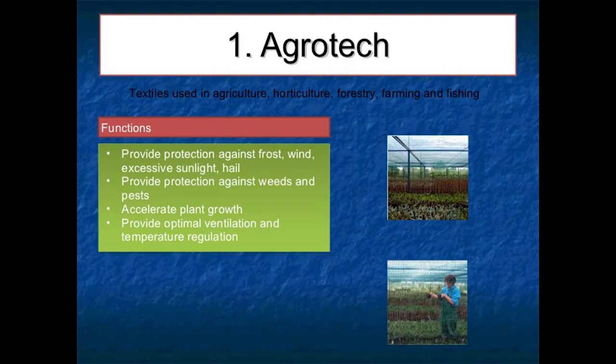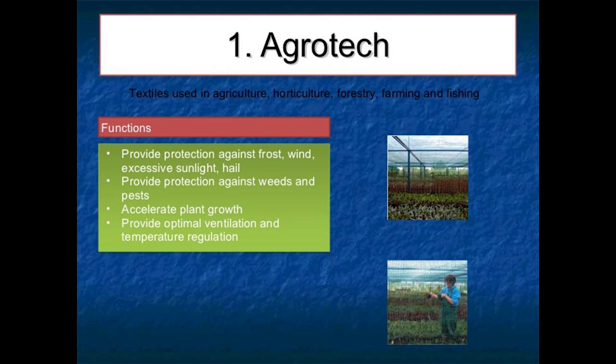So let us see about agrotech. Agrotech is nothing but the textile materials that we are using in the agricultural sector. It consists of various functions. Let us see what it is. It should provide protection against frost, wind, excessive sunlight, hail, etc. And it should also provide protection against weeds and pests. And it should accelerate plant growth so that it will give the optimum ventilation and temperature regulations.